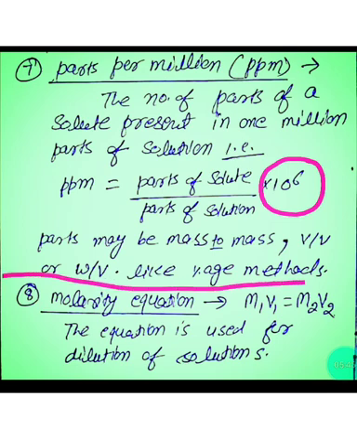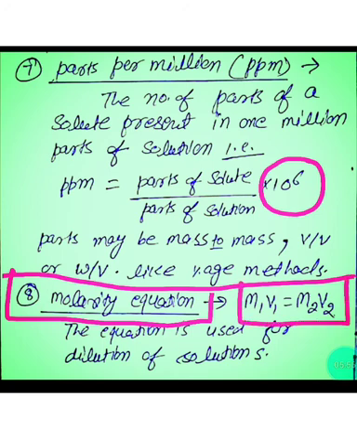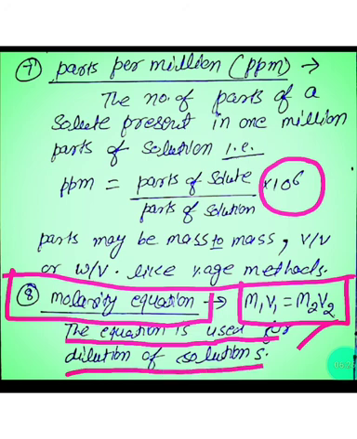So our next topic about concentration is now the molarity equation. The equation is very simple, and this is M1V1 is equal to M2V2, where M1 and V1 are initial molarity and initial volume, and M2 and V2 are final molarity and final volume. So what are initial and final? As written, the equation is used for dilution of solutions.